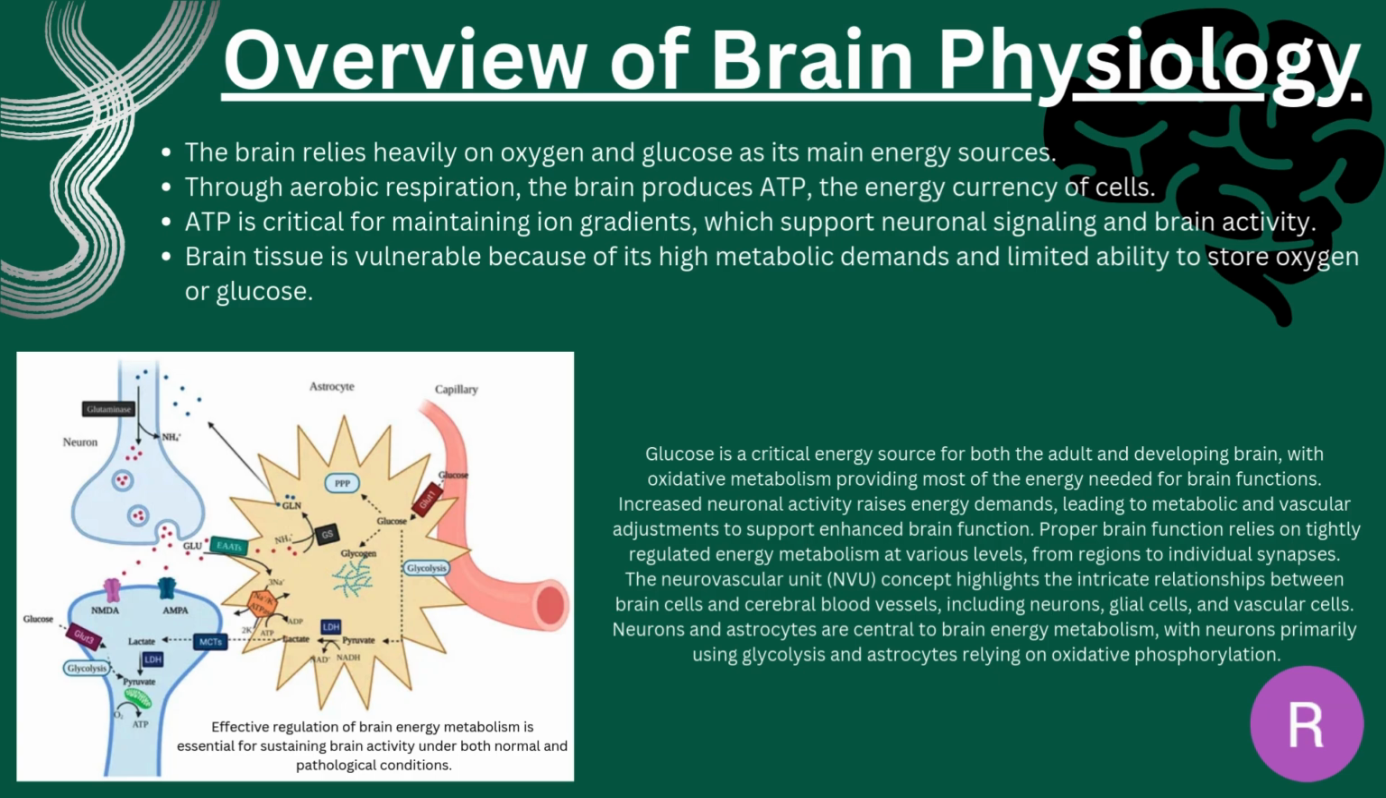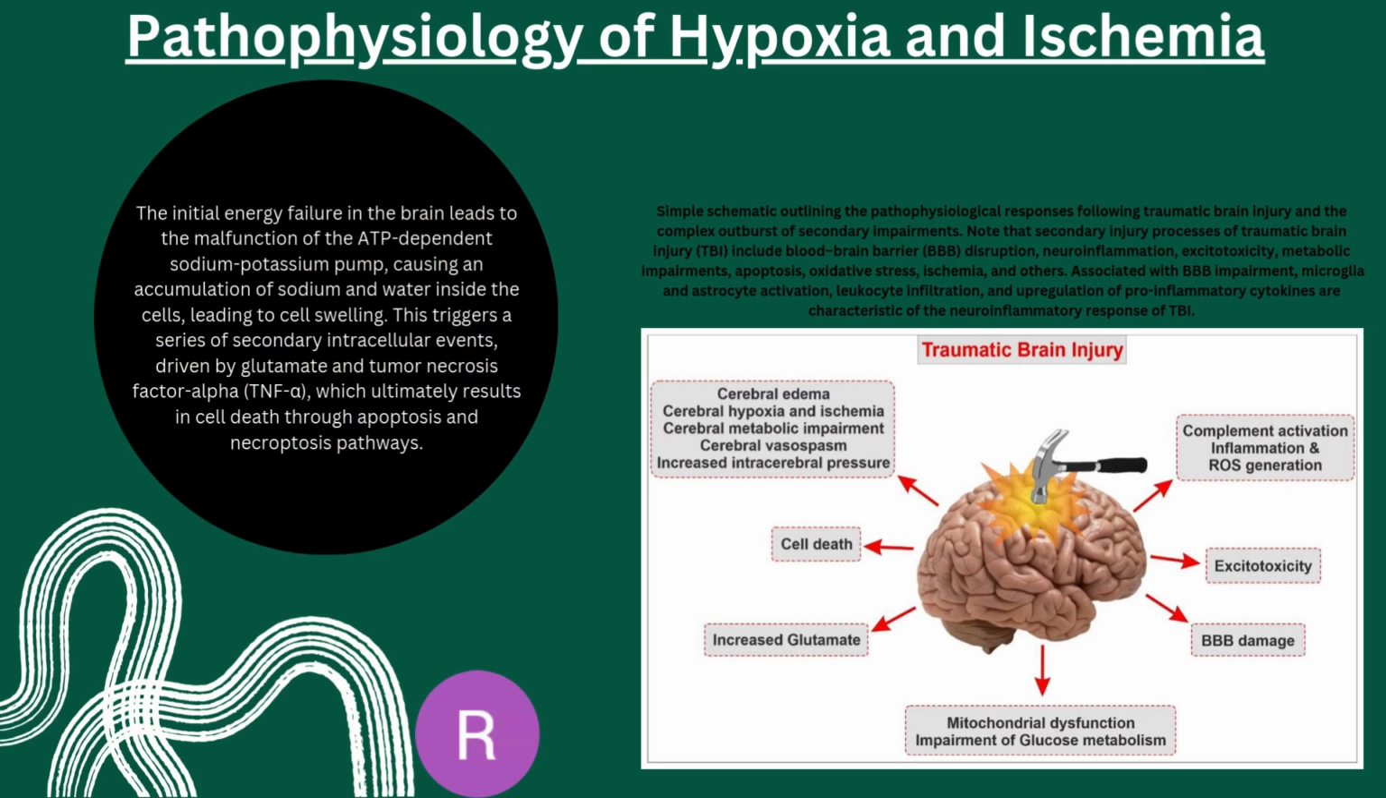The neurovascular unit concept highlights the intricate relationships between brain cells and cerebral blood vessels, including neurons, glial cells, and vascular cells. Neurons and astrocytes are central to brain energy metabolism, with neurons primarily using glycolysis and astrocytes relying on oxidative phosphorylation. So, the pathophysiology of hypoxia and ischemia.